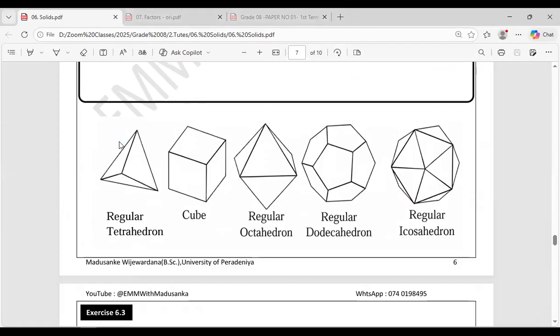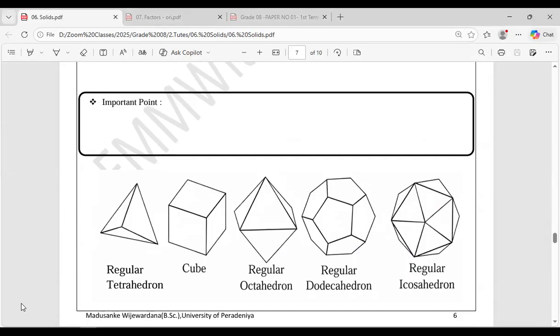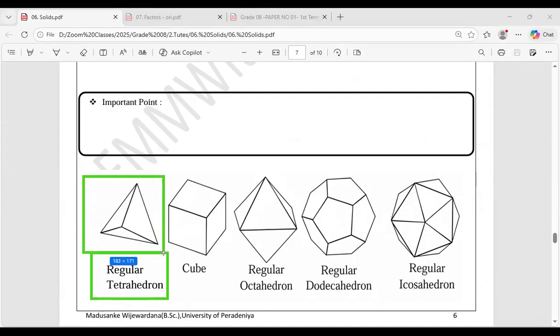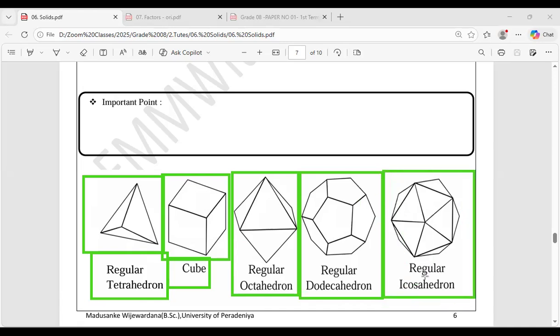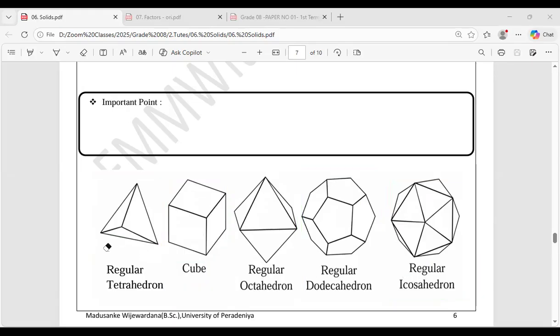These are the things that I have given you under the important point. I have given you this regular tetrahedron, which is this. Then the cube. Then I gave you the regular octahedron, then the regular dodecahedron, then the regular icosahedron. Why did I tell you that? Shall I show you? I will clear them and zoom this so that you can see it clearly.